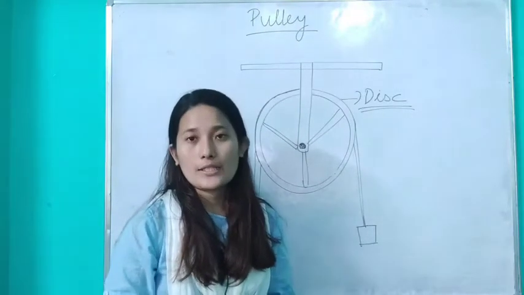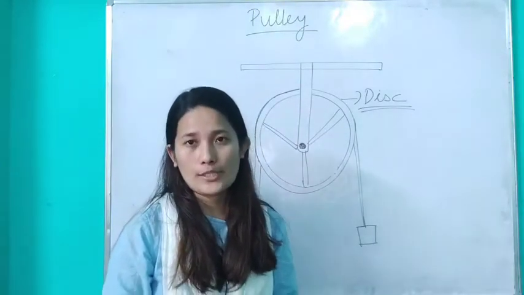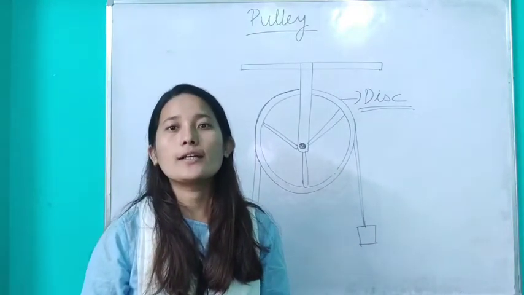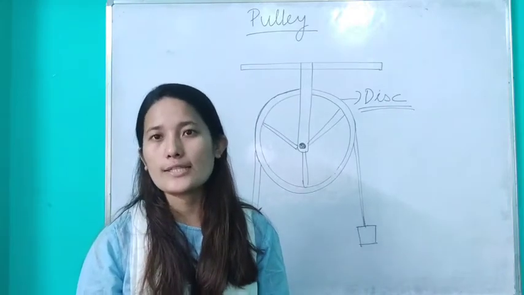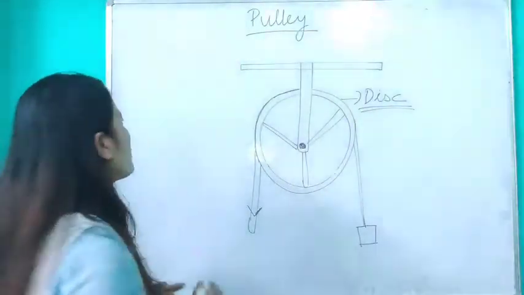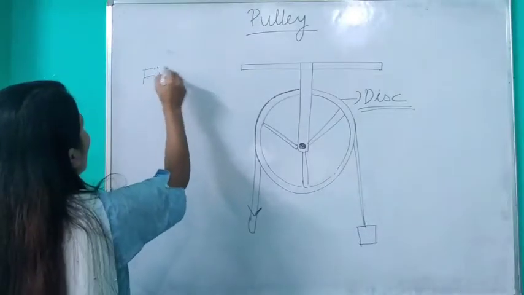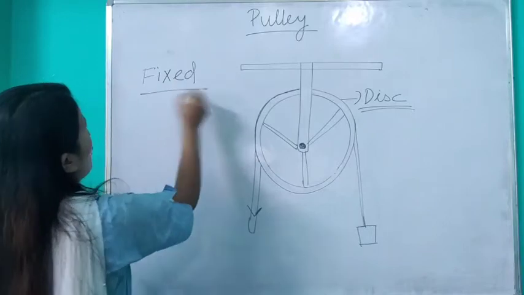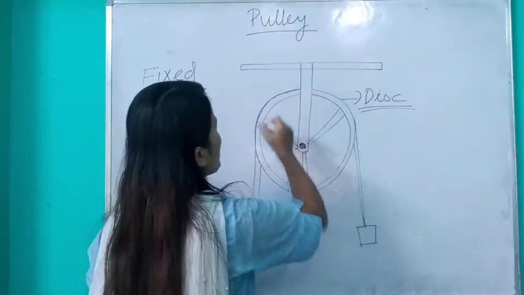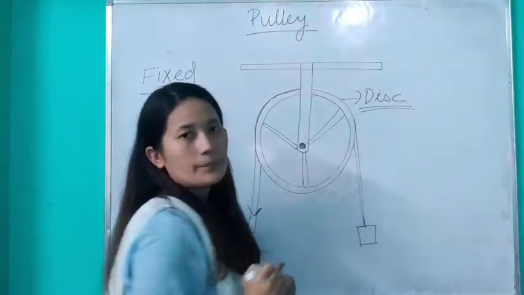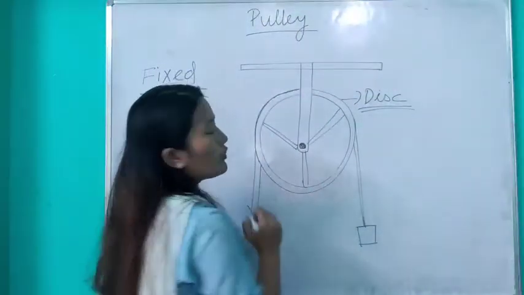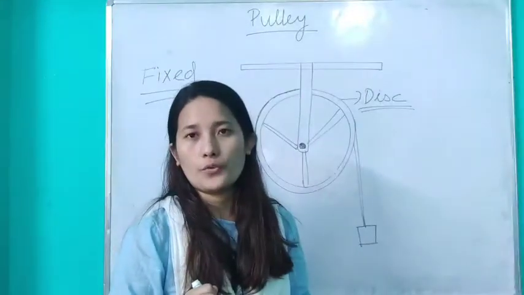Next we will be discussing two types of pulley system: single movable pulley system and single fixed pulley system. First let us discuss the fixed pulley system. In case of a single fixed pulley system, your wheel is fixed at one point, and your rope is only free to move.